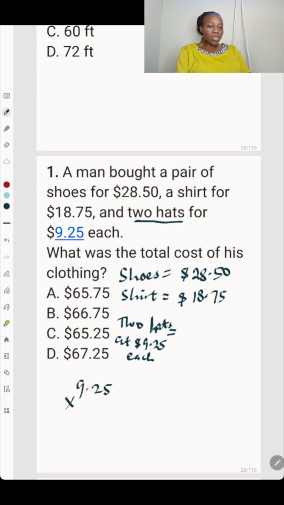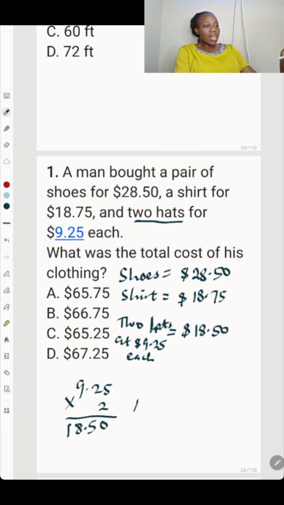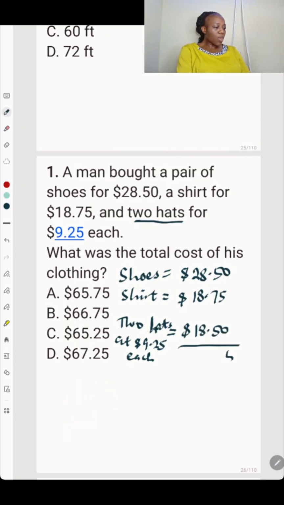9.25 multiplied by 2. That is going to be 5 times 2, 10. Let's keep 0, let's keep 1. 2 times 2, 4, plus 1, that will be 5. Then we can say 2 times 9, 18. Then we now put our decimal point, 2 digits. So that's going to be $18.50. So we can now add those, 5 plus 0, that will be 5.